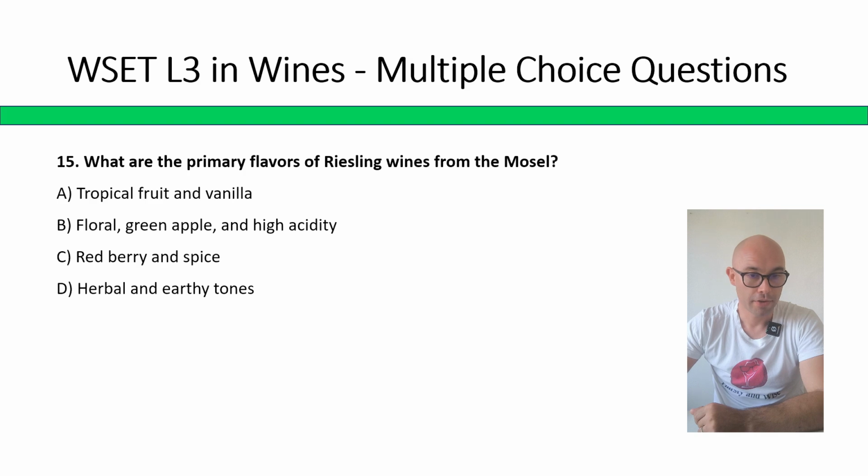What are the primary flavors of Riesling wines from the Mosel? Tropical fruit and vanilla, floral green apple and high acidity, red berry and spice, herbal and earthy tones. The correct answer is B, floral green apple and high acidity.